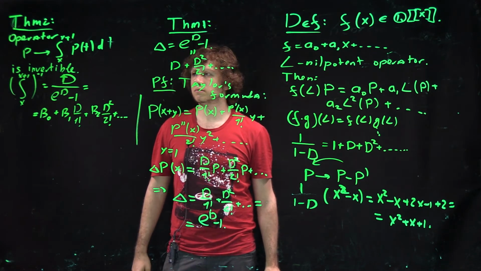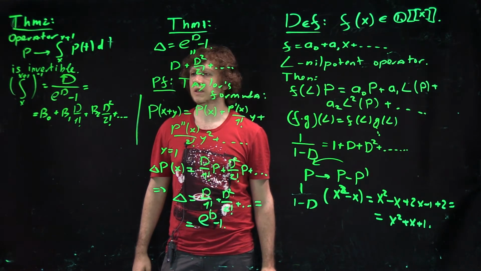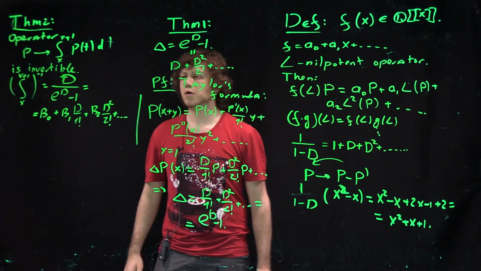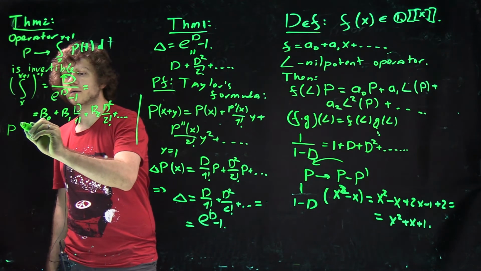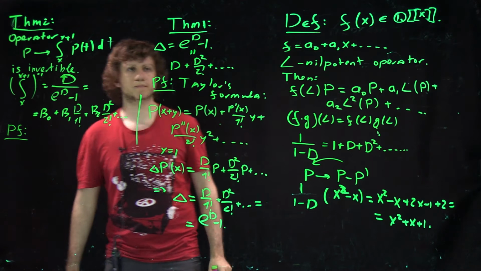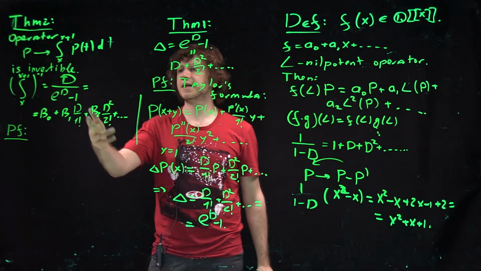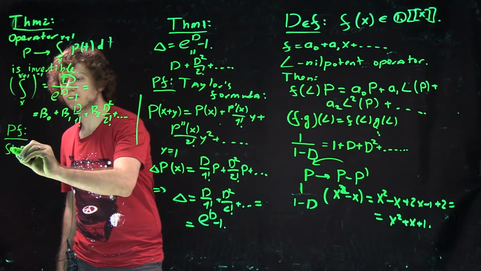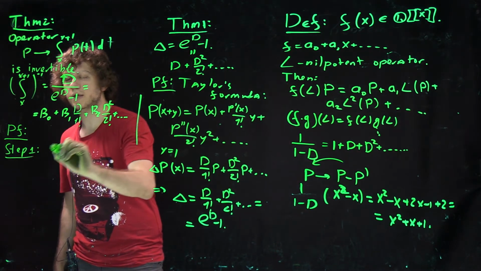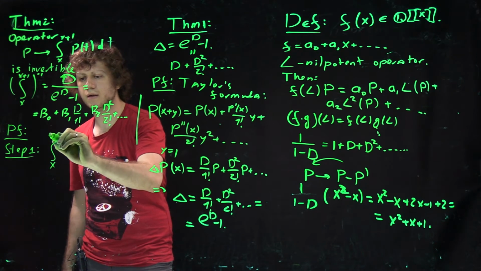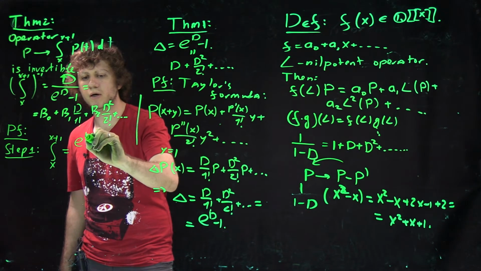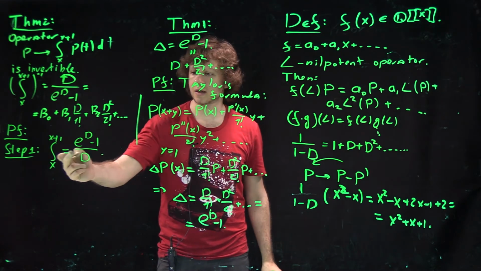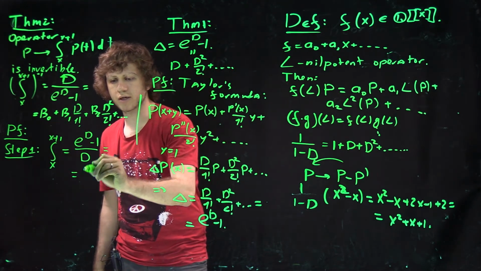So let me prove it. Proof. Step 1 is that the integral from x to x plus 1 equals e to the power D minus 1 over D. This is again something which is really easy to write down.